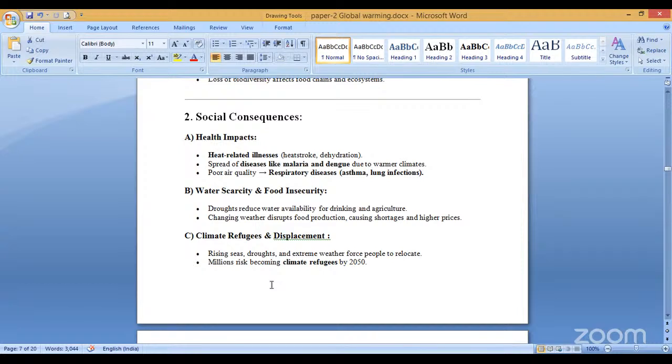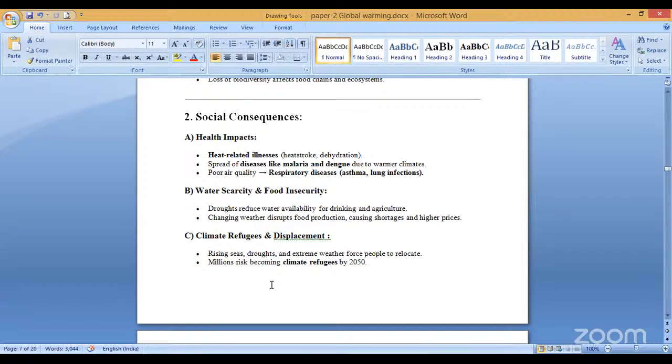Poor air quality causes respiratory diseases, asthma, and lung infections due to global environmental pollution. The next one is water supply, water scarcity, and food insecurity. Droughts reduce the water availability for drinking and for agriculture also.